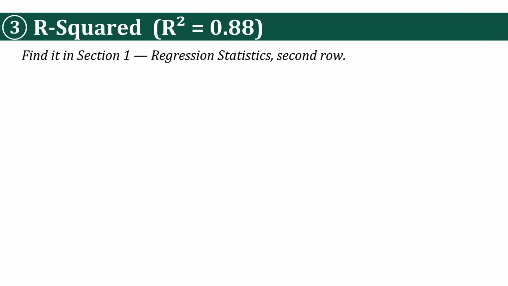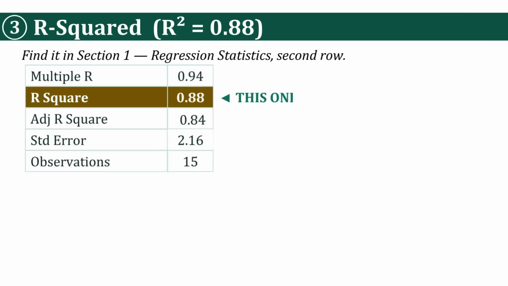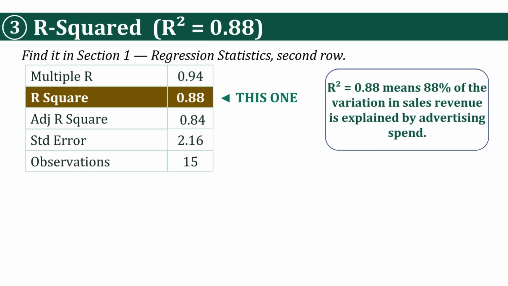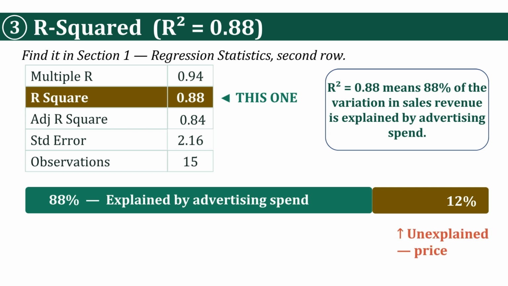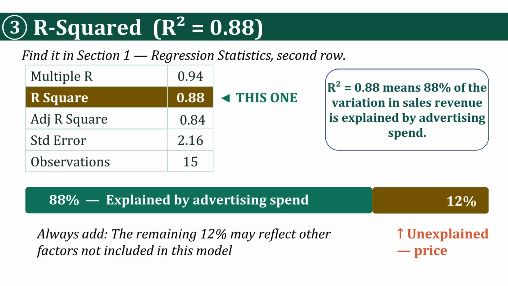Number 3, R squared. Find it in section 1. Second row, 0.88. In plain English, 88% of the swings in Sarah's sales are explained by her advertising spend. So what about the other 12%? Price, season, competition, factors that aren't even in this model. Always say it out loud. The remaining 12% may reflect other factors not included in this model.